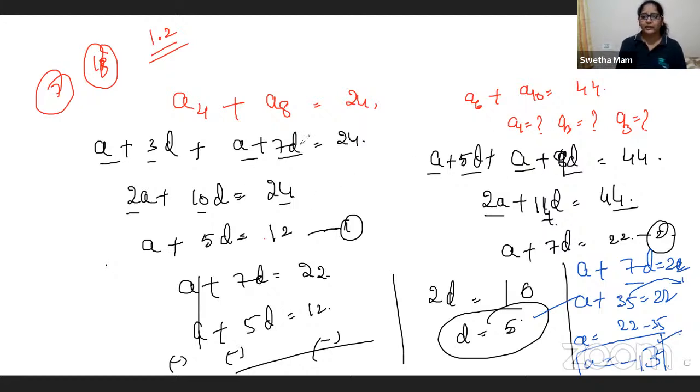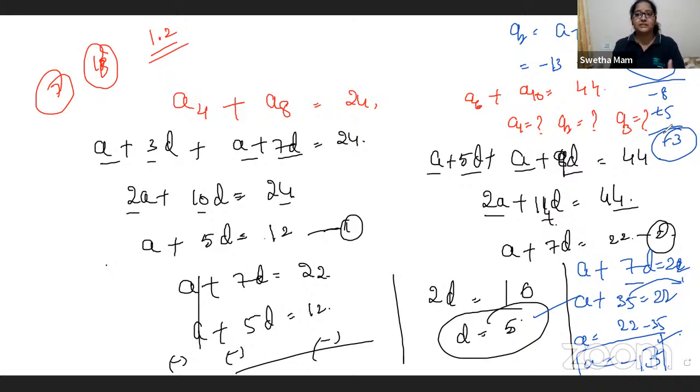So now you have to find out A2. How will you find A2? It is A plus D. The first term is minus 13 and D is 5. So subtract 5, we get minus 8. Minus 8 is the second number and the third number is minus 8 plus 5, that is minus 3. So which are the three numbers? First term is minus 13, second number is minus 8 and third number is minus 3. Okay, these are the three terms. So like this we have to solve the problems.